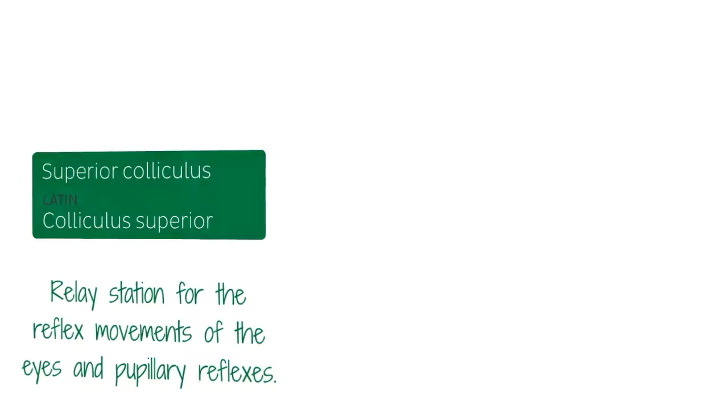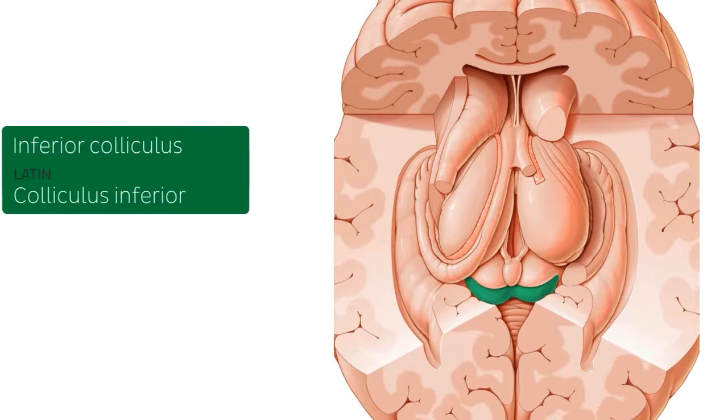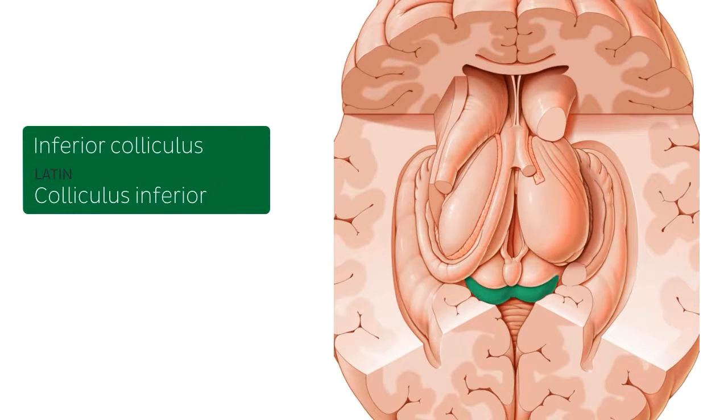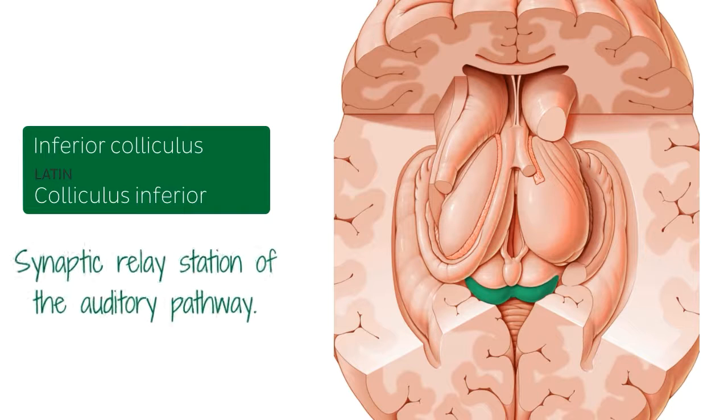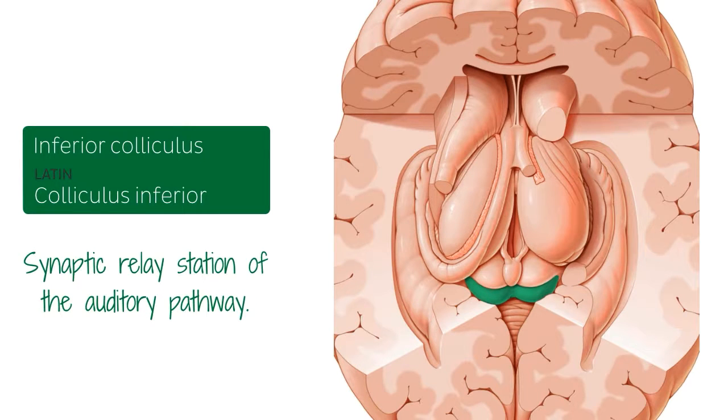Next, we're going to be showing the inferior colliculus, or colliculi. The two inferior colliculi, also found on the dorsal aspect of the midbrain, are located just below the superior colliculi, which, if you remember, they're here. The inferior colliculi are the synaptic relay station of the auditory pathway.